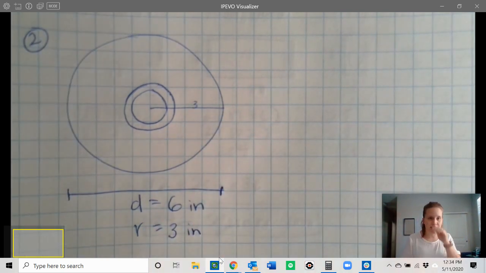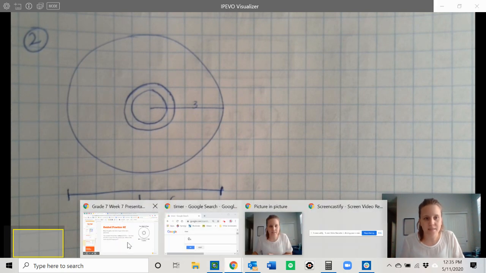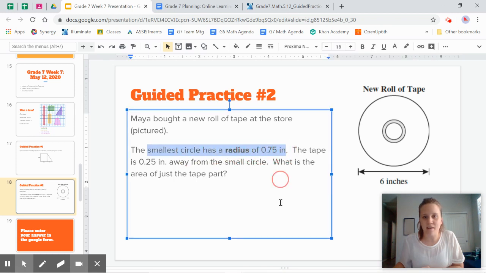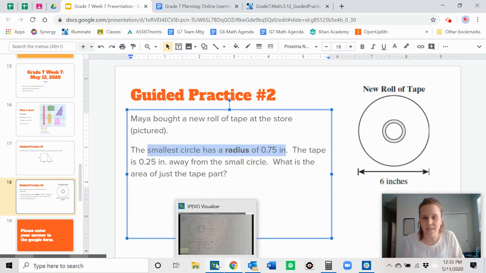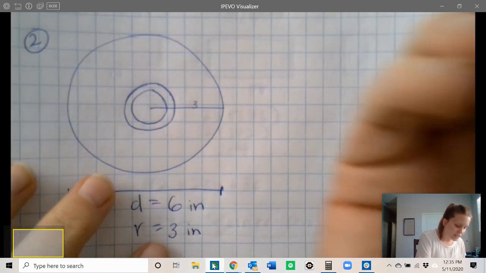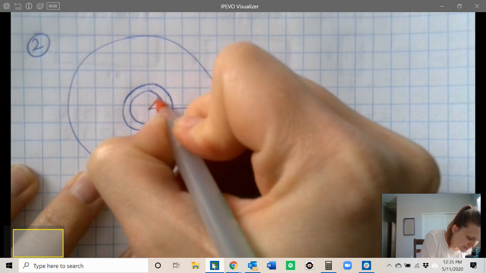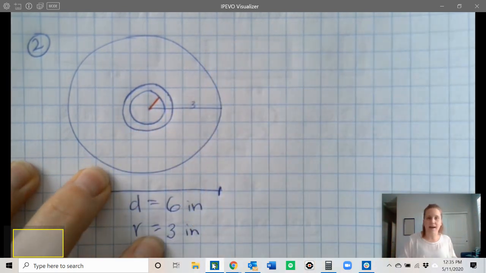I'm going to switch colors because it gave me some more information. Let's reread. It said the smallest circle has a radius of 0.75 inches. The smallest circle. So grab your pencil. If you want to change color, go ahead and do that. The smallest circle has a radius of 0.75.